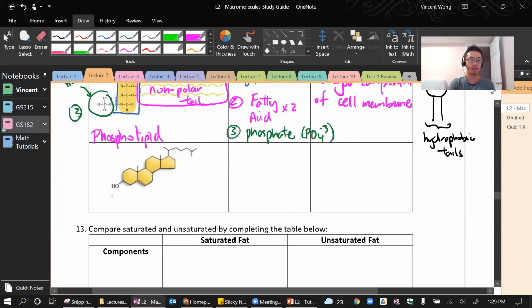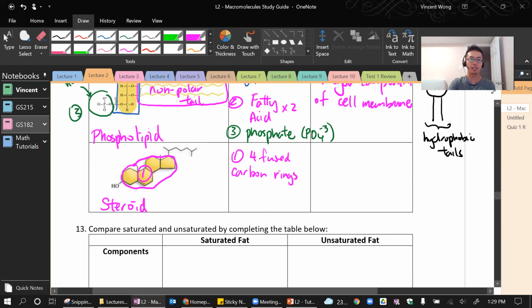Next, we have steroid here. Steroid. Okay, so steroid, we're gonna have these carbon rings. Okay, so that's the first thing. 4 fused carbon rings. Remember, each of the corners of the hexagon and pentagon, each of those actually are carbon atoms. So 4 fused carbon rings.